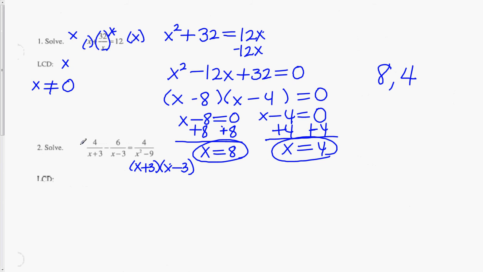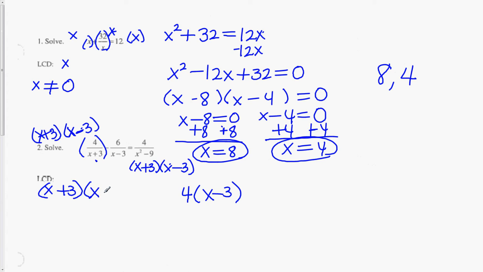So I'm going to multiply every term times x plus 3, x minus 3. Now, in this one, since it's so crowded, I'm not going to write it all next to every one. Let's see if we can do it without writing it. In this first one, underneath the 4, the x plus 3s would cancel, so I'm going to have a 4 times an x minus 3. I'm going to come over here and write my LCD was x plus 3, x minus 3. I'm getting ahead of us.